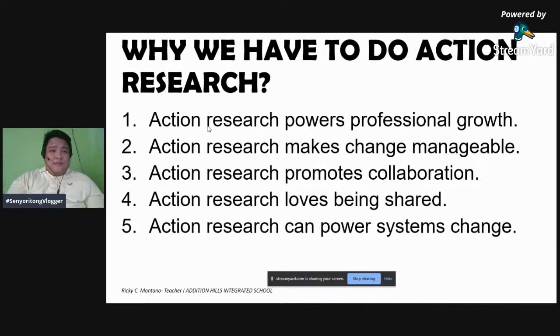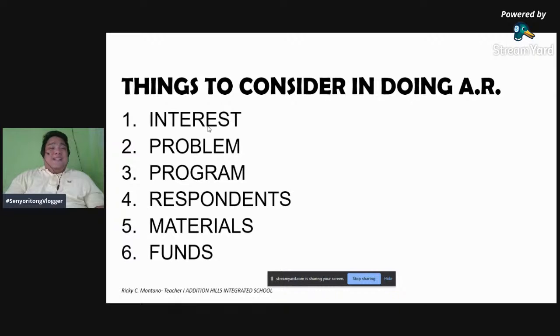In order to make these struggling readers a reader, in the traditional way, you have to remain them or retain them in order for them to read. This time you have to apply different strategies, and that becomes changes in the system or in the teaching strategies. All right, so next is, what are the things to consider in doing action research?